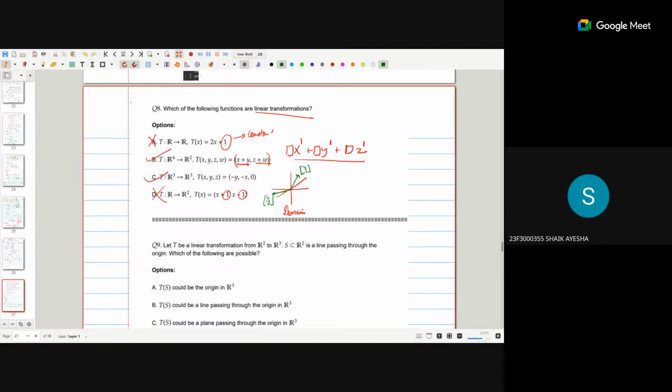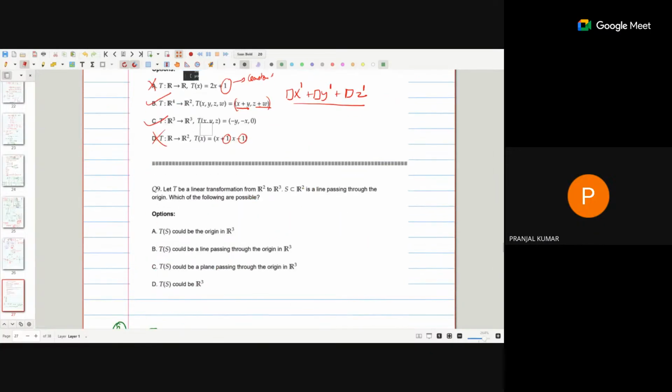So basically, if there are lots of vectors here, it will just compress them on the xy plane. All the vectors will be compressed on the xy plane. Are you getting this?